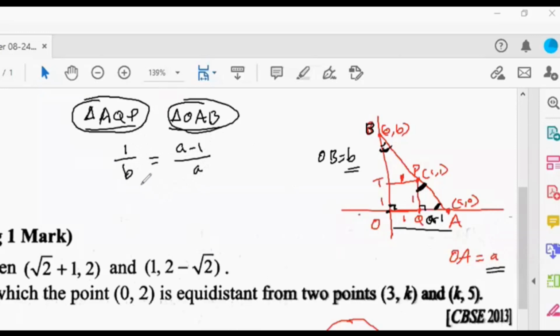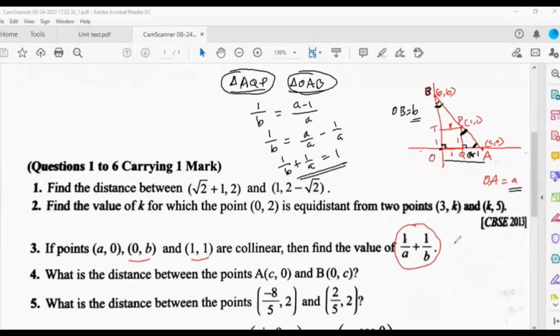The question is 1 by A plus 1 by B, right? So better you split the second term: A minus 1 by A, the denominator you can split separately for A and 1. So you'll get A by A minus 1 by A. A by A means 1, and minus 1 by A you move to the left. So you'll get 1 by B plus 1 by A is equal to 1. So we got the answer: 1 by A plus 1 by B is equal to 1.